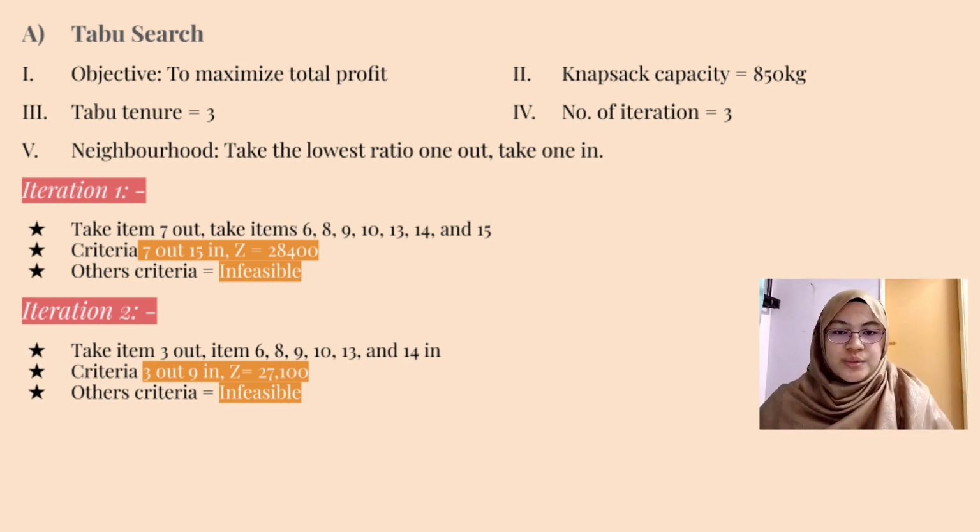For iteration 2, we decide to take item 3 out and the others in. We get a total profit of 27,100 for criteria 3 out and 9 in, and the rest is infeasible. And for iteration 3, we get all infeasible. Since the current Z that we get in double search is 28,400 and the Z we get in the initial solution is 28,800, there is no improvement in this solution, as the Z in double search is smaller than the Z that we get in the initial solution.